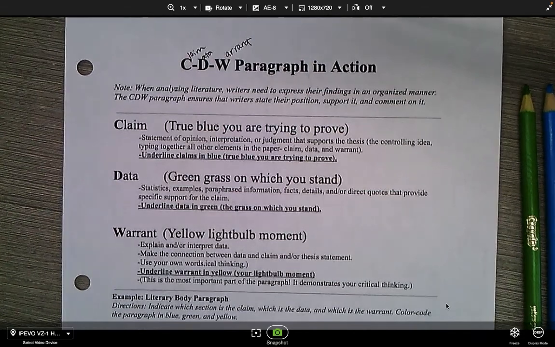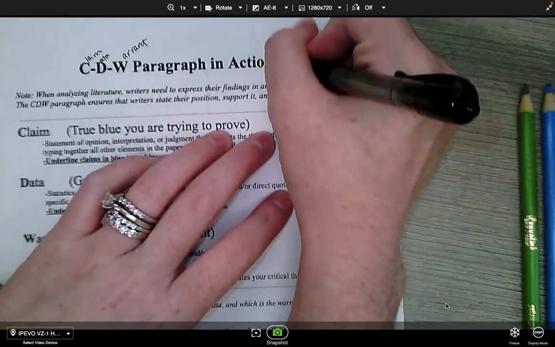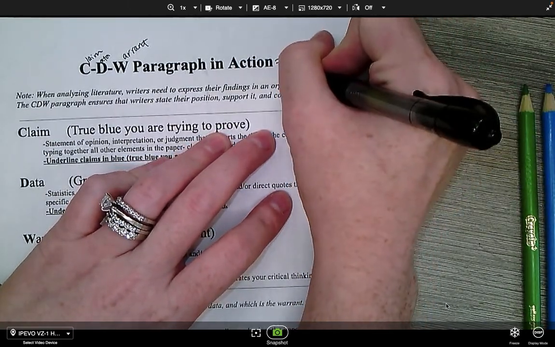Depending on what school you go to, we call it different things. We call it claim data warrant in 9th, 10th, and 11th grade. I'm going to tell you what we call it here in 12th grade. In middle school, this is what y'all did, the red light, yellow light, green light. James Clemens calls it assertion, evidence, commentary. No matter how you spin it, this is how I write a body paragraph.